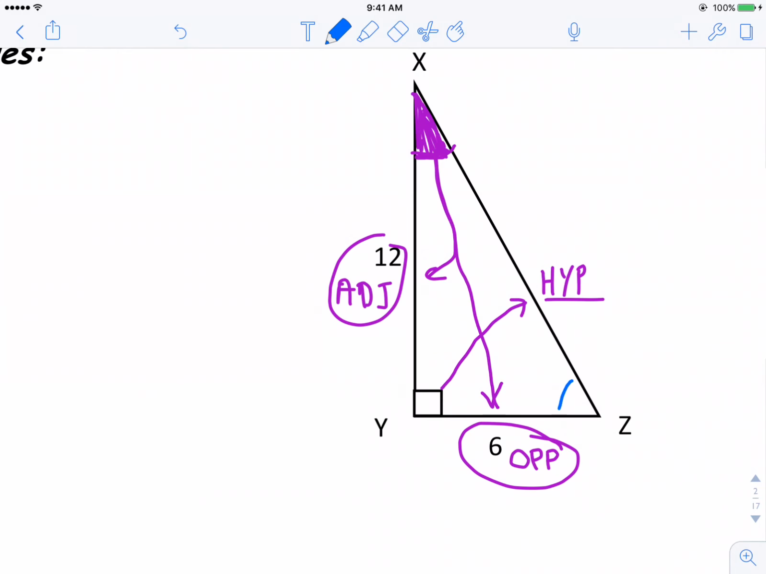This time my reference angle is this angle, z. The hypotenuse stays the same. It's still opposite to our right angle, and it's still the longest side in the triangle. But this side 12 now becomes my opposite side, and this side 6 becomes my adjacent side. Because we've switched the angle that we're referring to, we have to switch our labels in our triangle. So now our adjacent is 6 and our opposite is 12.